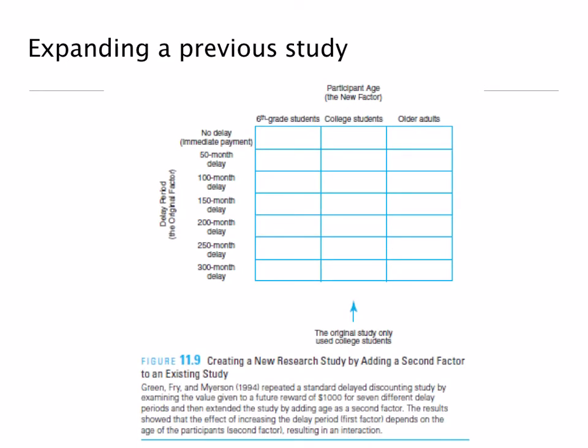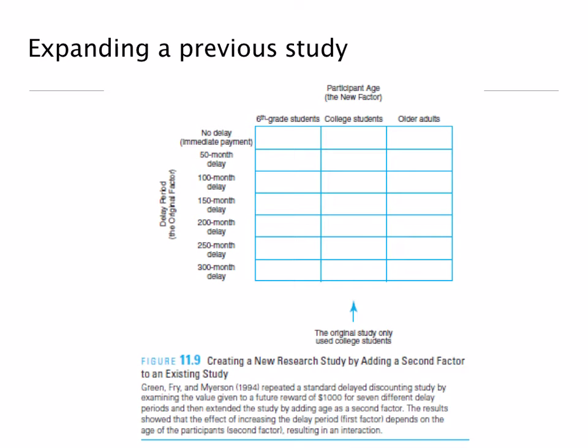So here's an example from your text where they've expanded a previous study. What they did originally is they looked at college students and they took the delay period of certain amounts of time. We could either have no delay, pay them immediately, 50-month delay, 100-month delay, 150-month delay, all the way up to a 300-month delay. And this has to do with a future reward of money in 7 different delay periods. Green, Fry, and Myerson originally did this study with just college students to look at this phenomenon.